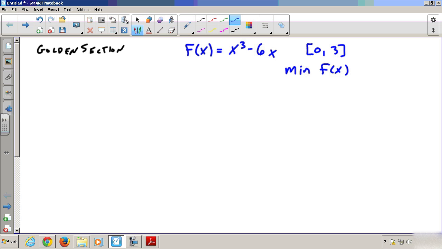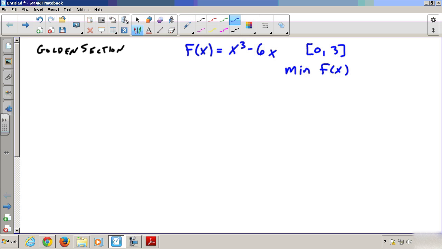Now, there are lots of different ways we can do that. In fact, I'm going to go over Newton's method here shortly. But we're first going to look at golden section. Now, the reason why we like golden section is when it's a nasty equation and you don't know how to do the derivatives of it, golden section works just great.